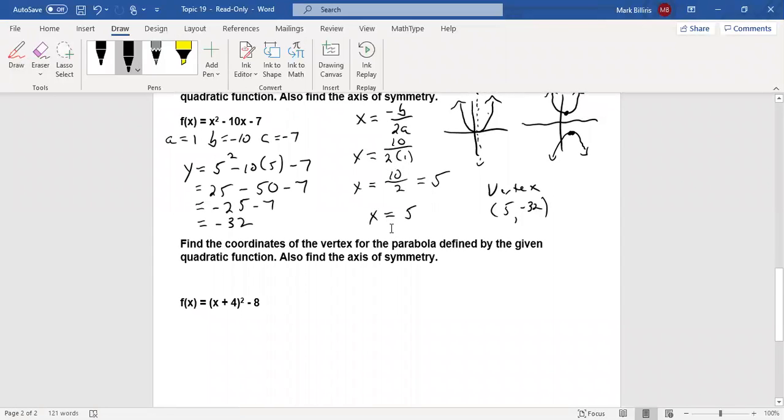So now we have a parabola in the form f of x equals the quantity x plus 4 squared minus 8. So we're asked again to find the vertex and the axis of symmetry. So in this case, it'd be more advantageous to use our transformation. So let's look at the transformation for this particular graph. So remember, our parent function has a vertex of 0, 0.